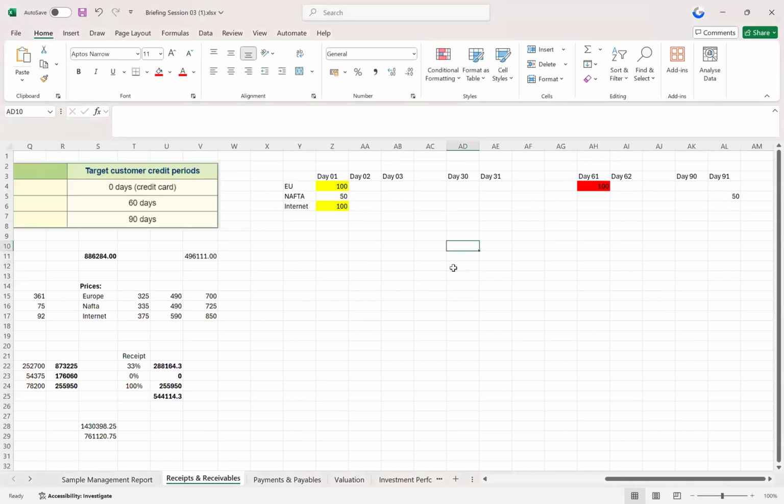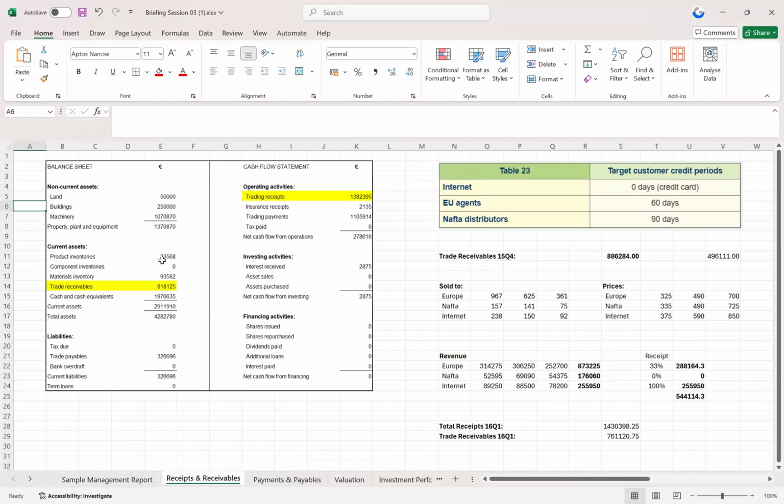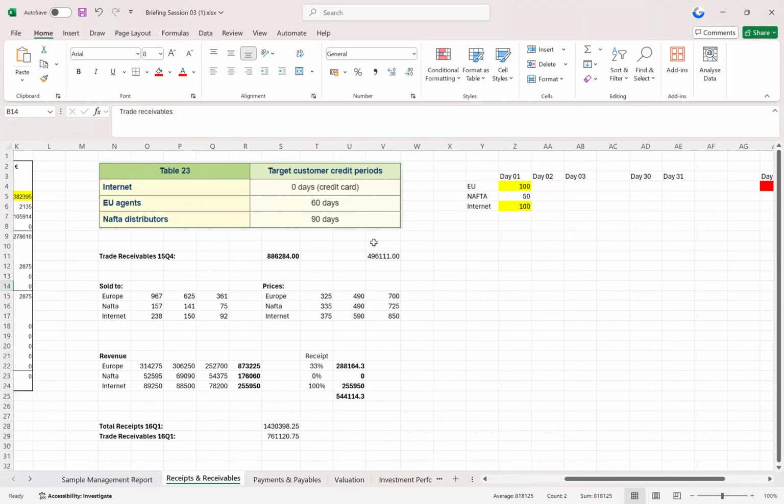Okay. So let me repeat again. We are discussing the cash flow statement, and we are discussing trading receipts and trade receivables. Now, trade receivables and trading receipts are linked with one another. How are they linked is we have to refer to table number 23, which specifies that for internet we have a 0 days credit period. For EU, we have 60 days credit period. And for NAFTA, we have a 90 days credit period.